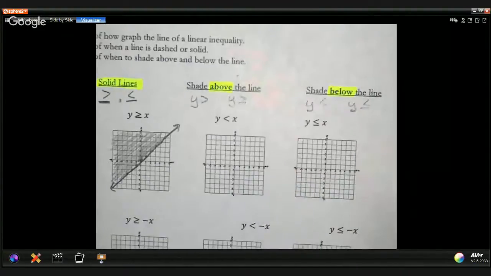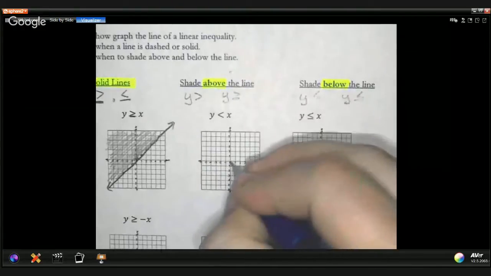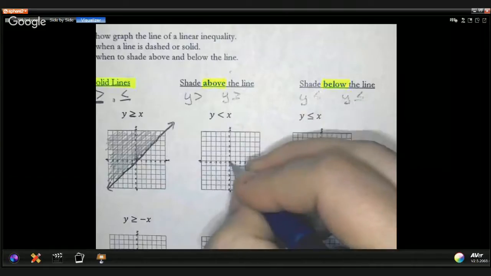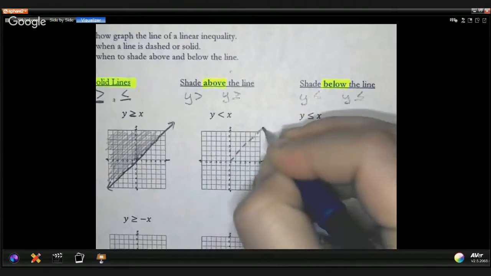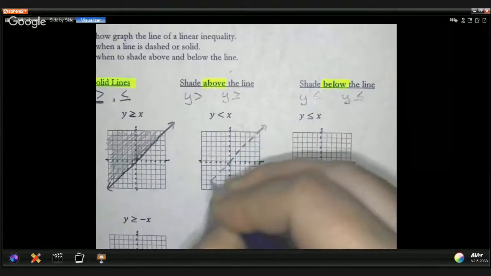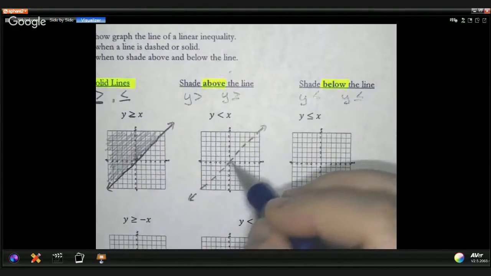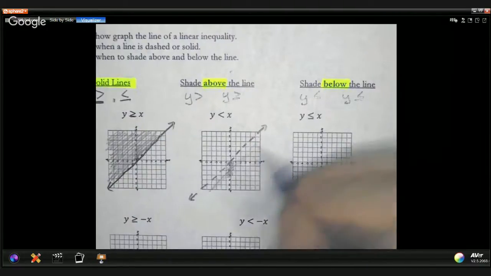All right, scooting over to the left too. So here, same equation. This time though, it's not underlined, so it's going to be a dotted line. But you see it's less than. So I go to my y-axis, I shade less than that, below that. And so this time, this is what below looks like.